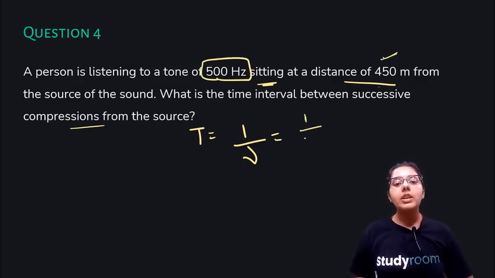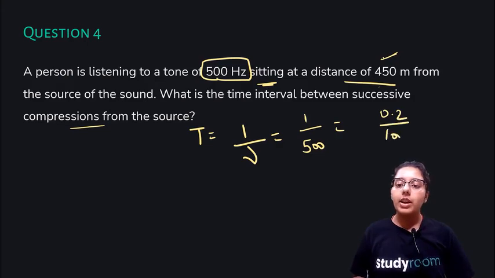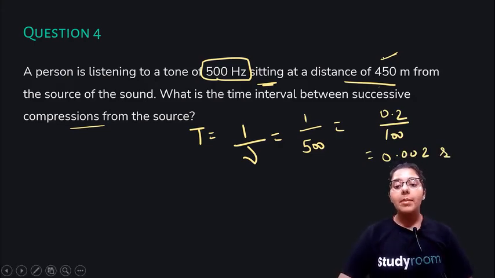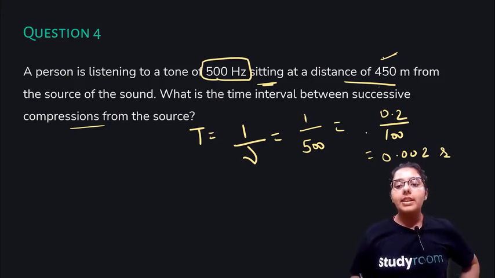So what will be the time interval? 1 upon 500, that is how much? 0.002 seconds. Okay, so this is the time interval between successive compressions. We can also say that it is 2 milliseconds.